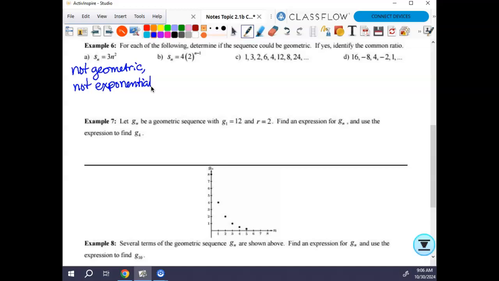Does that make sense? It's easy enough just to look at that. You could find a table of values and then figure that out. That works too. When you look at B, is B an exponential function? Yes. So then is it a geometric sequence? Yes. So this is geometric. And it says if it's geometric, we have to find the common ratio. So from this, what does r equal? 2.